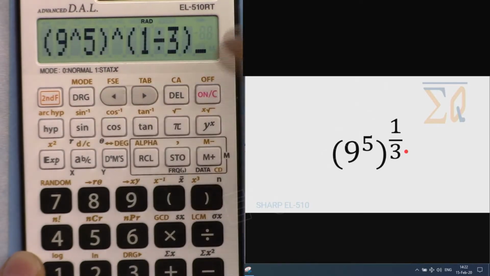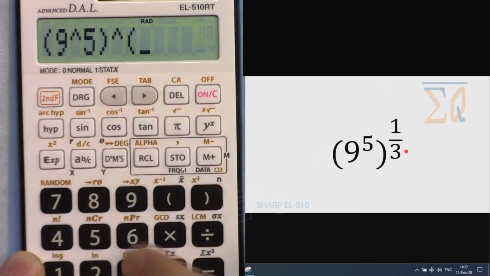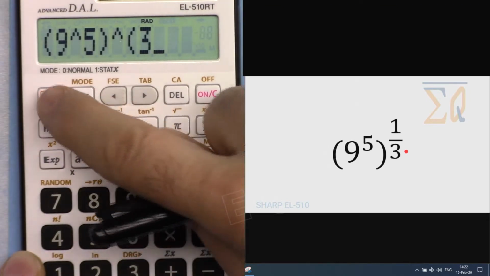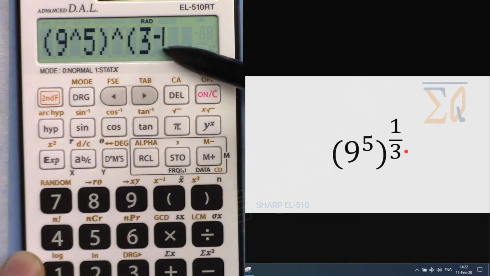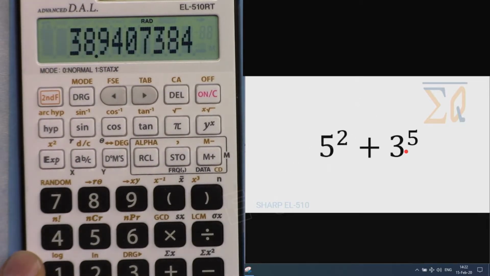This way you can edit your equation, and I can press delete, and then here I can do 3 and then to the power minus 1. Remember 3 to the power minus 1 means 1 over 3. If you prefer, it's exactly the same value.